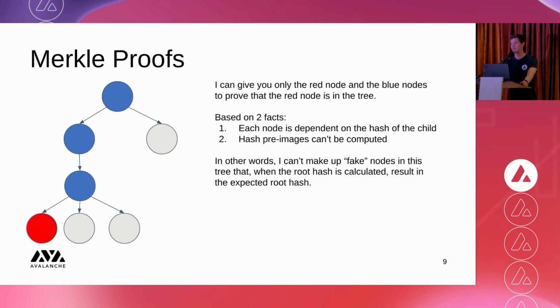Basically, the upshot is that I can't give you fake nodes to try to convince you that this is in the tree, because suppose that this red node was actually not in the tree, or suppose that it had some different value in it. Then this node's hash would be different, and the node above it that I give you will not have a child with the hash of the altered node, because the real node has a different hash. I'll keep going, and hopefully it'll stick with you.